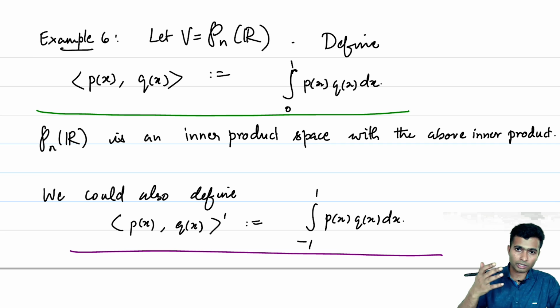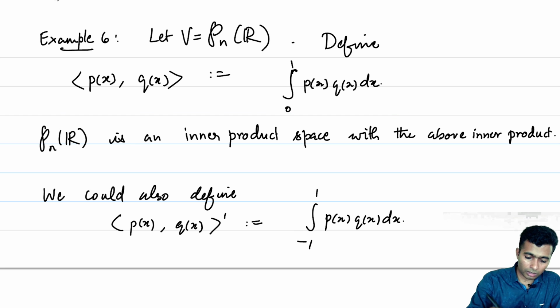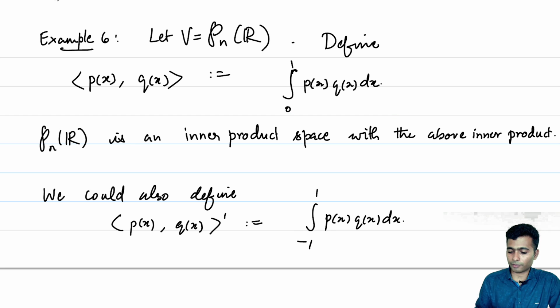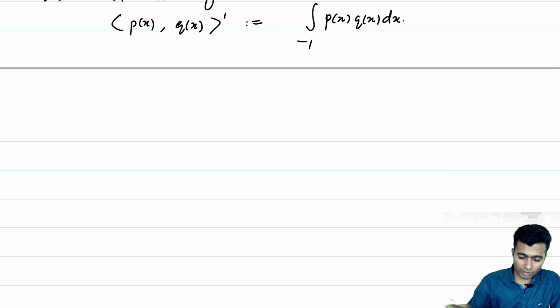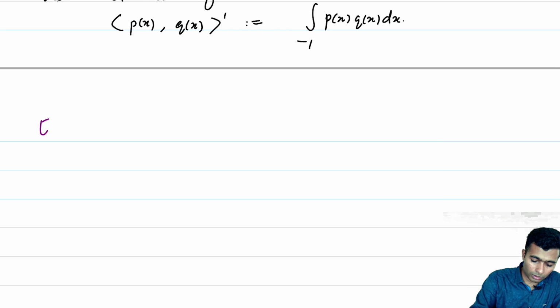This is precisely what I was pointing out a few minutes back. There is no one natural notion of an inner product which can be given to P of R. So I didn't write P of R. P of R also, so example 7, P of R can be given a very similar inner product.